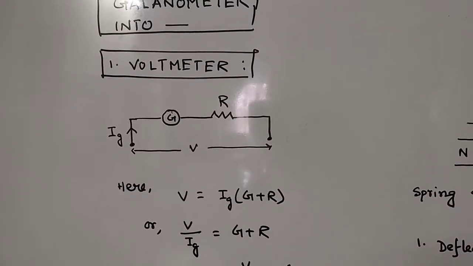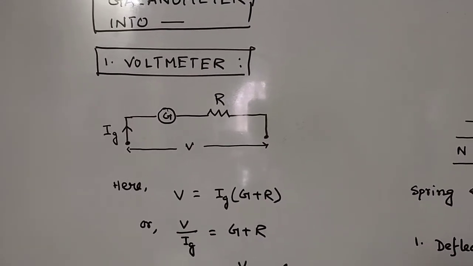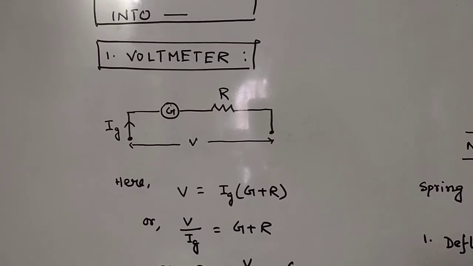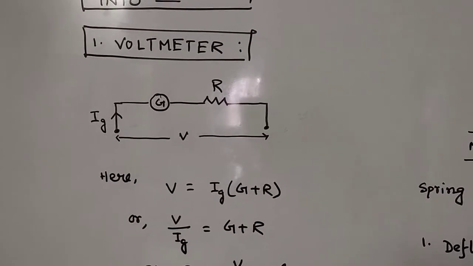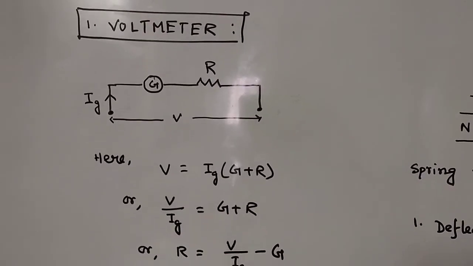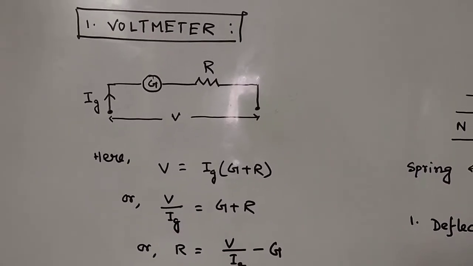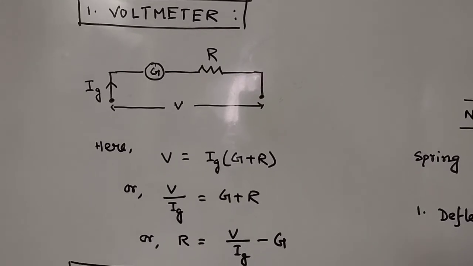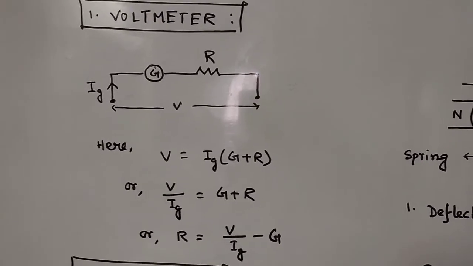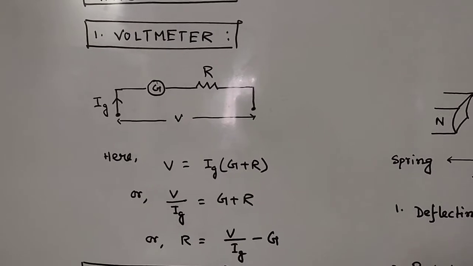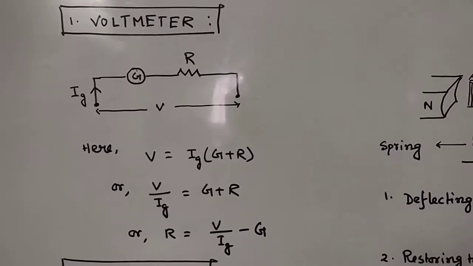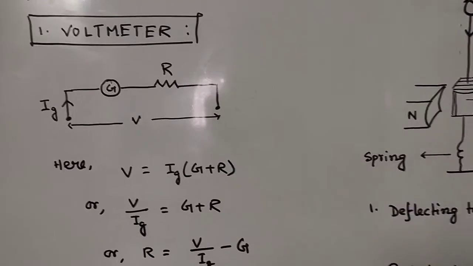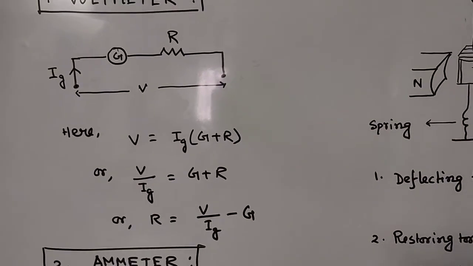So in this figure, a source is connected, so current will flow through the galvanometer. Let Ig be the current through the galvanometer. So from Ohm's law, V equal to Ig into G plus R. So from here, I can calculate R equal to V by Ig minus G. So R is the value which you must know if you want to convert a galvanometer into a voltmeter. And this can be defined by V by Ig minus capital G.